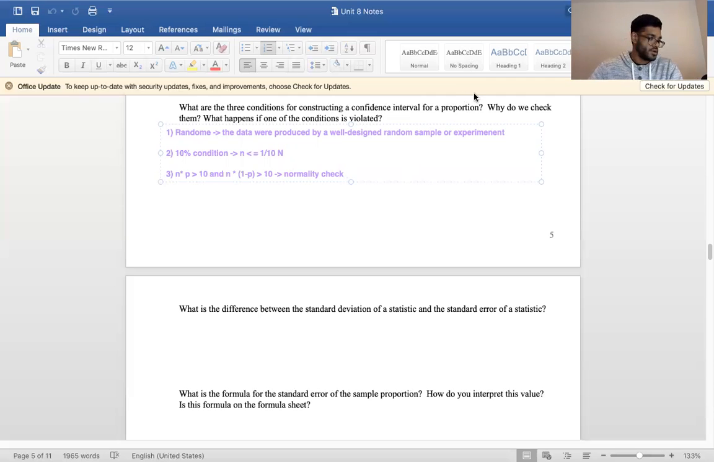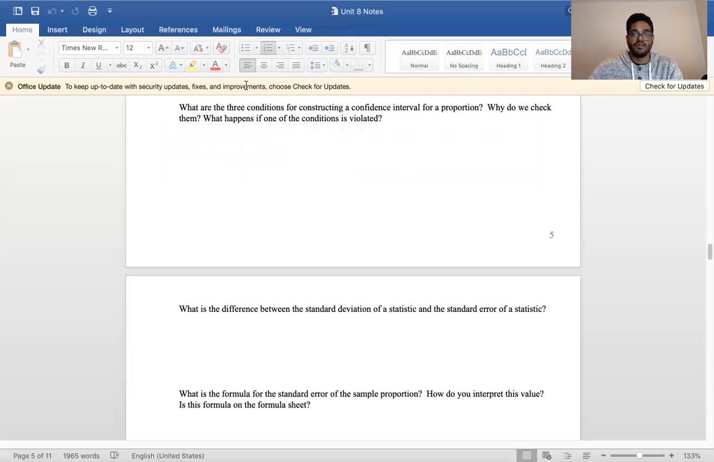Okay, so now go to the next question. What is the difference between standard deviation of a statistic and standard error of a statistic? So when the standard deviation for a statistic is estimated from data, the result is called a standard error.